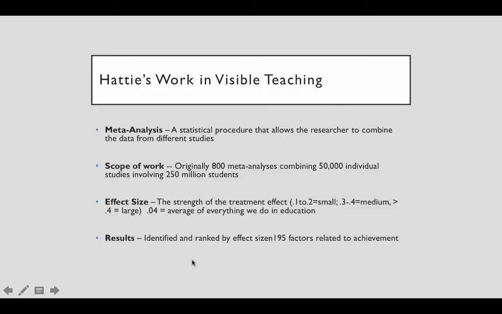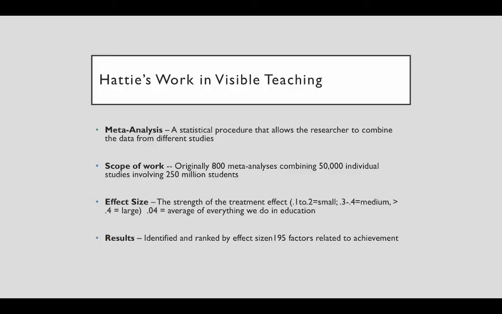Okay, the results: he identified and ranked by effect size 195 factors rated for achievement. And in the book that you were given, you can look at those 195 factors and see where they rank as far as effect size. And keep in mind that anything above 0 is a good thing.